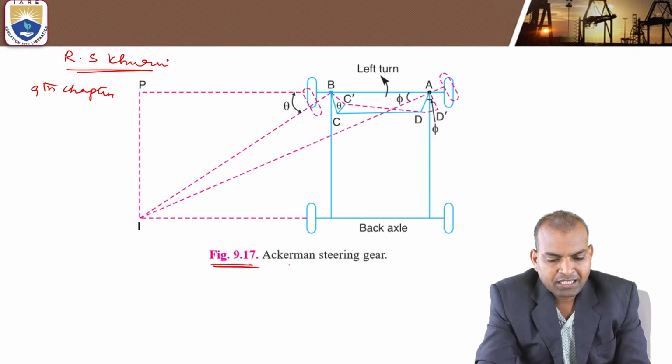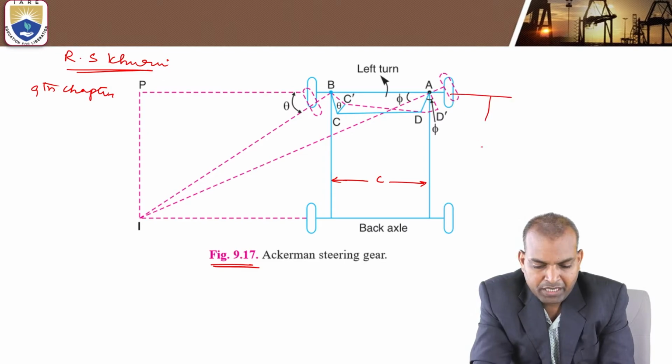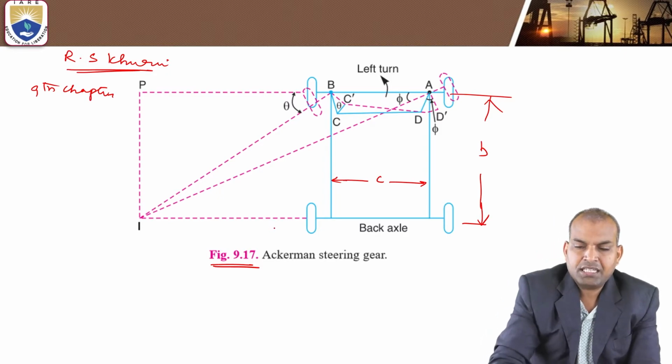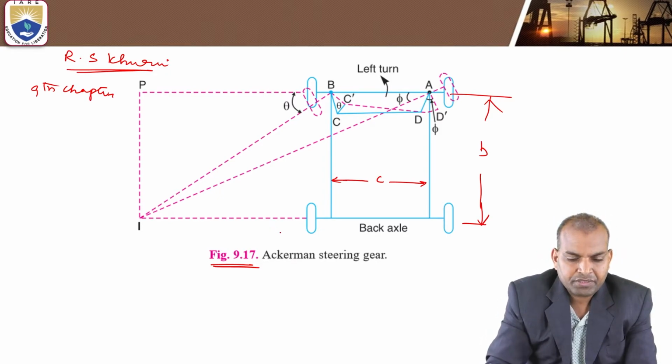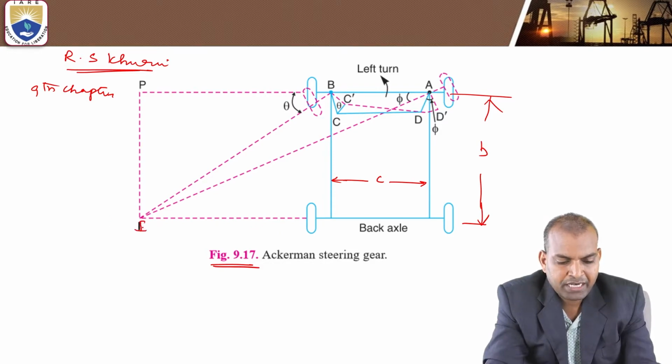In that Ackermann steering gear, there are the front wheels and the rear wheels. The distance between the two pivot points is C, and the wheel base is B. In this case, a left turn is taken. When the vehicle is taking a left turn, the instantaneous center is located at the extension of the stubs, coinciding with the rear axle axis. That point is the point of the instantaneous center.